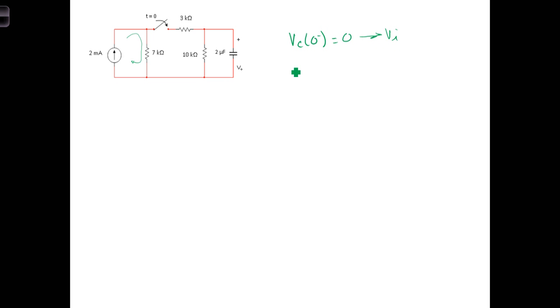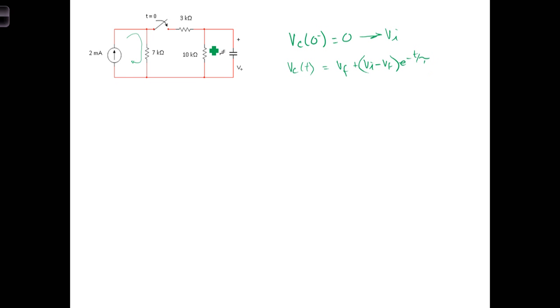We also know that after t equals 0, the voltage across that capacitor as a function of time is going to be equal to V final plus V initial minus V final, e to the minus t over tau. We already know what V initial is. We need to find out what V final is. We need to know what tau is. So to get V final, let's redraw this circuit.